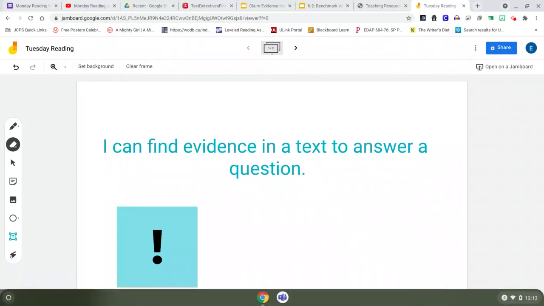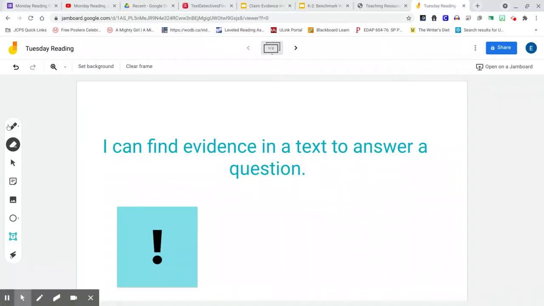Let's jump right into today's reading lesson. Our learning target for today is I can find evidence in a text to answer a question. The key word in this learning target is evidence. This is the word we're focusing on in today's learning.